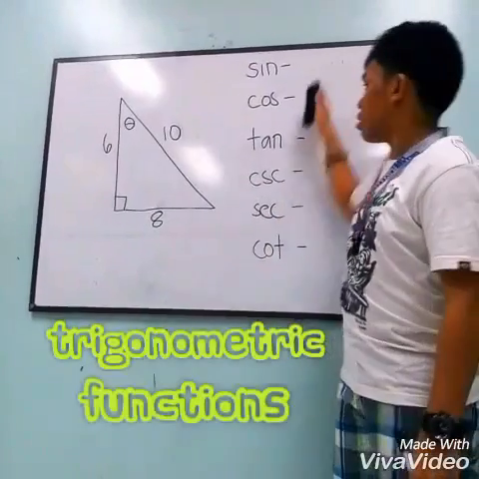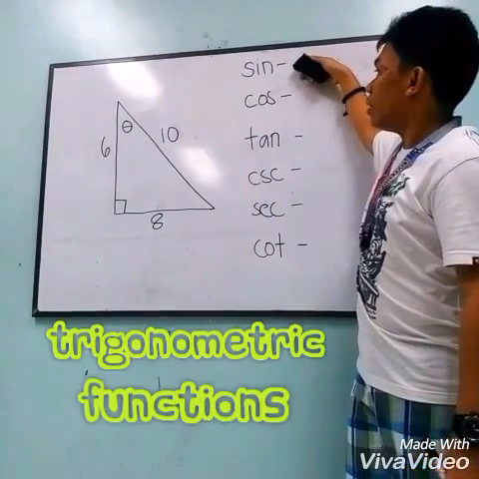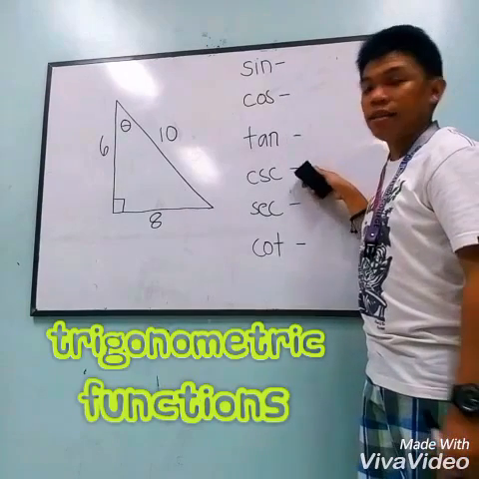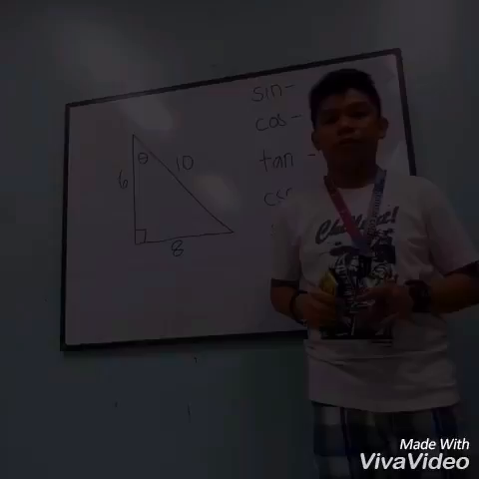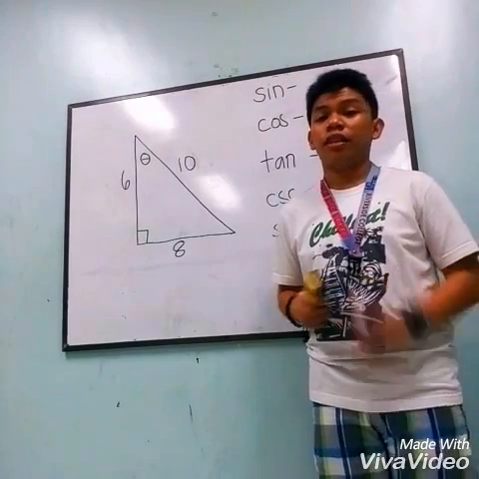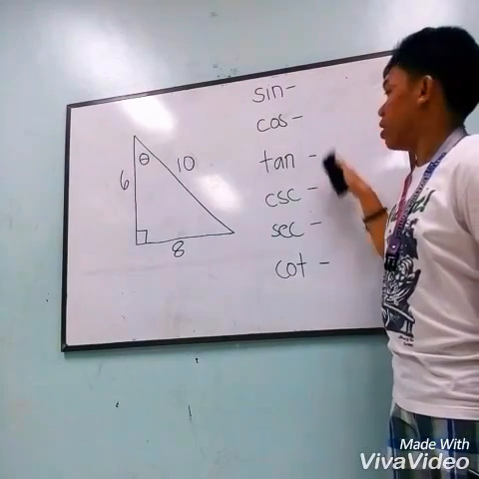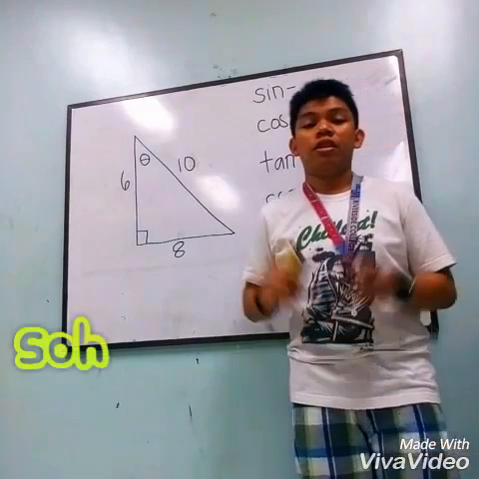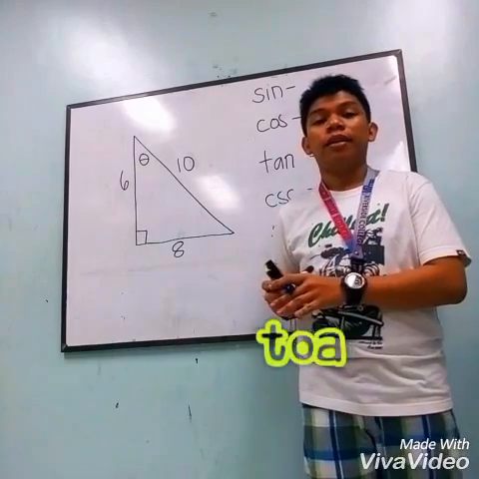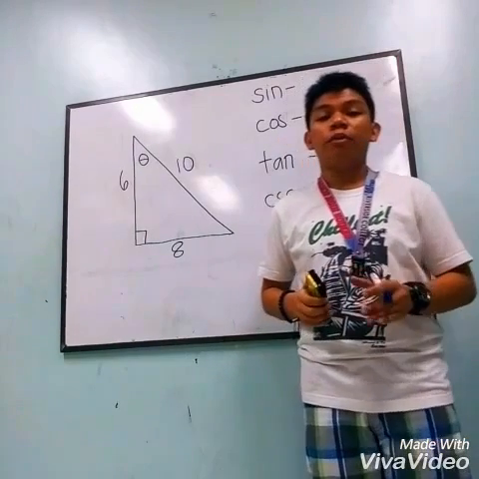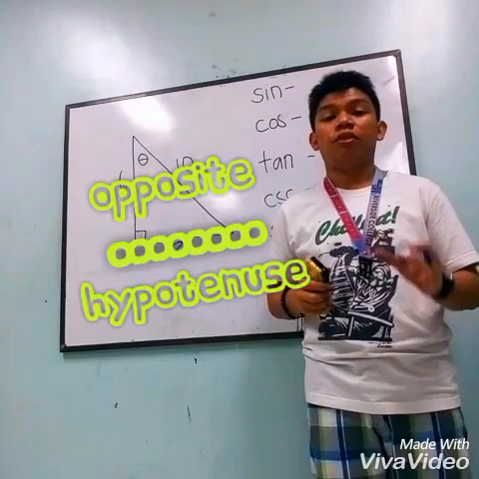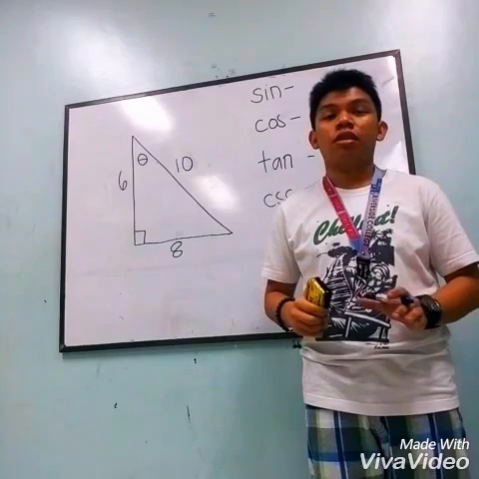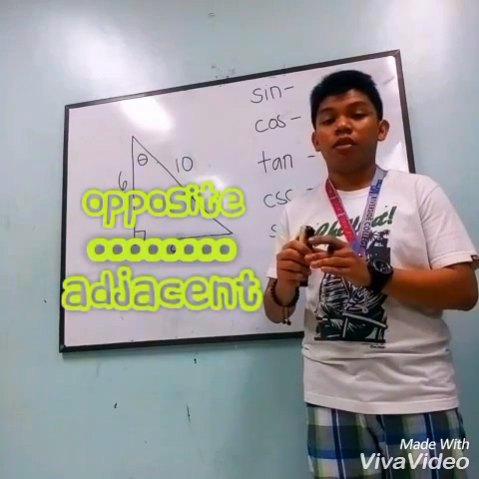So these are our six trigonometric functions: the sine, cosine, tangent, cosecant, secant, and cotangent. So guys, we need first to get the sine, cosine, and tangent. We just remember, in getting the sine, cosine, and tangent, the words SOH-CAH-TOA. It means that for sine, we need to get the ratio of opposite over hypotenuse. In the cosine, the adjacent over hypotenuse. And for the tangent, it is the opposite over adjacent.